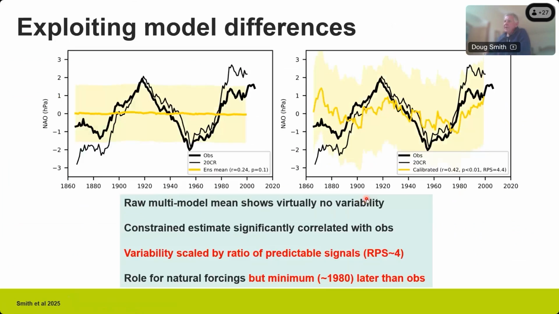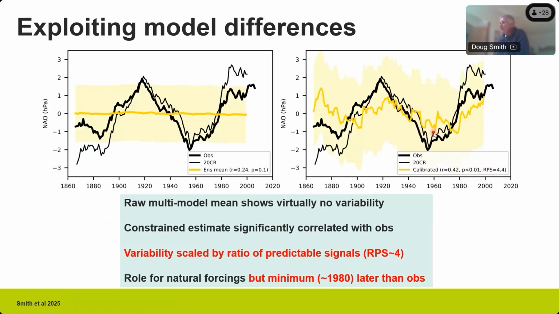So when we apply this constraint to the model simulations, this is still the natural simulations. If we just take the multi-model mean at face value, then we get the plot on the left here, which has a very low correlation with the observations, whereas the constrained correlation now is significant. I should say that there is a signal-to-noise error in these constrained simulations, such that they need to be scaled by this factor, the ratio of predictable signals, which is about 4, to achieve realistic simulations.